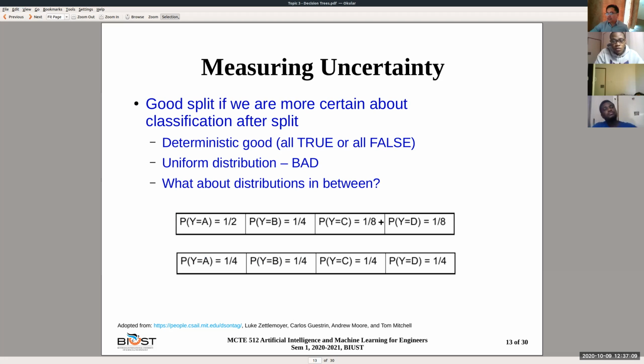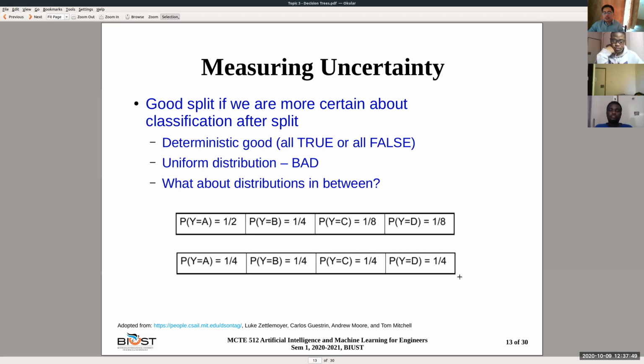The idea is about uncertainty. A split is good if you are more certain about the classification after the split. That gives us confidence that we are going towards the final solution, that there is a clearer result after splitting the node. How do we know this? If the output is deterministic, that means after the split we know everything is true or everything is false. That's a good output.